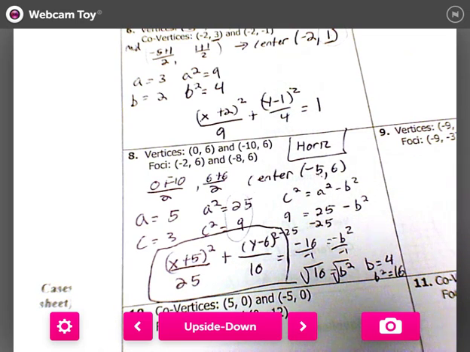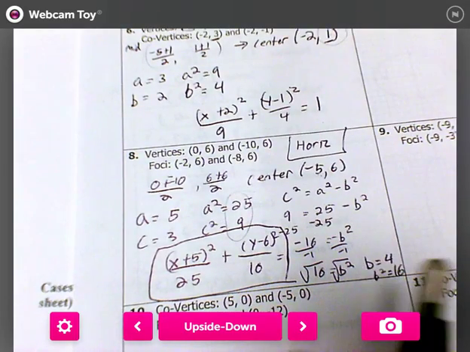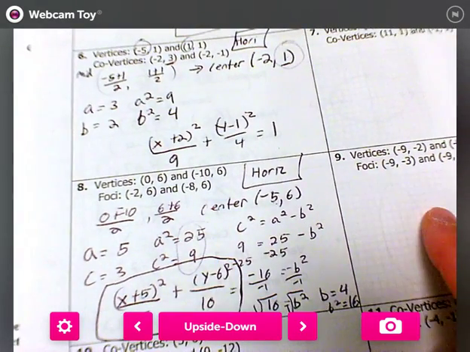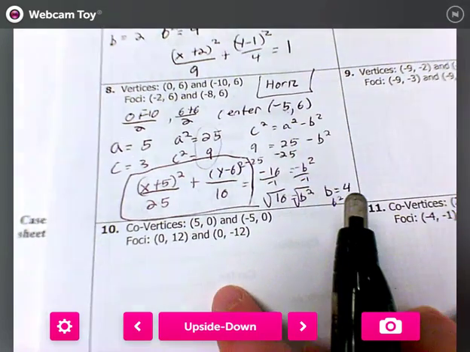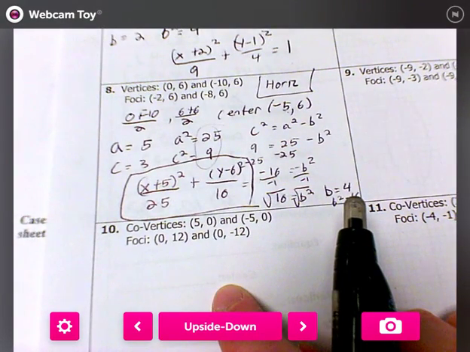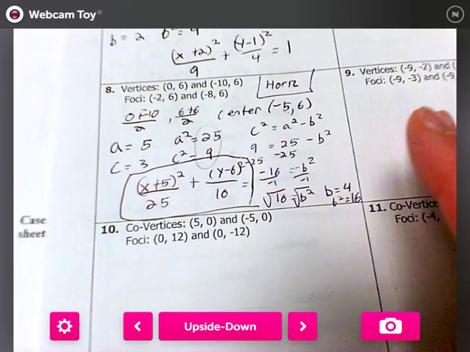Do you want another one like that, or do you want to see how to do it with co-vertices? Do you want another example like this, or do you want to move on to the next type of problem? Next one? Okay.